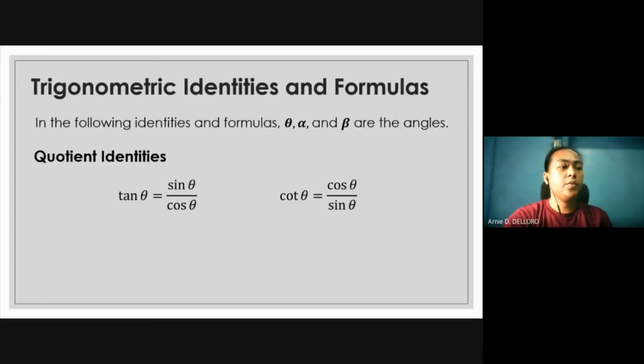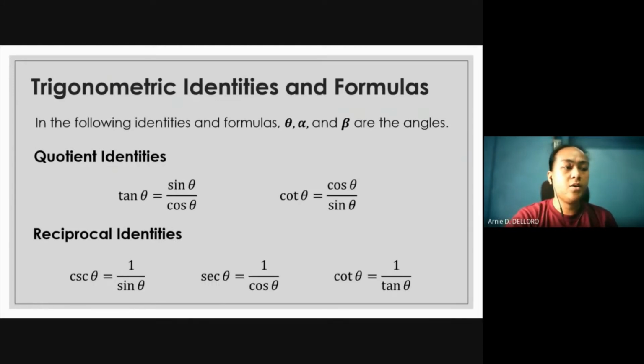Okay? Also, we have the reciprocal identities. The reciprocal identities are cosecant theta is equal to 1 over sine theta. Though we have made mention of this already in our previous discussions about trigonometric functions or circular functions. Then we also have secant theta is equal to 1 over cosine theta. Then cotangent theta is equal to 1 over tangent theta. So these are reciprocal identities.